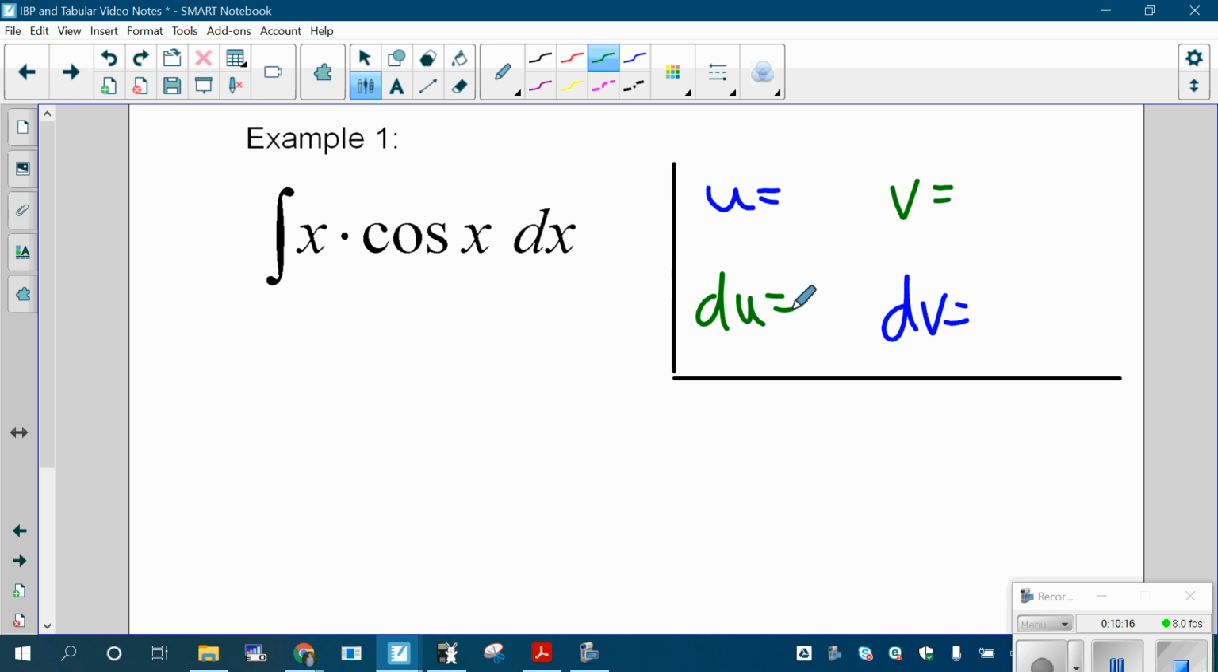You pick the blue ones. The blue ones are the things in your problem. I'm going to tell you that we're going to make this one U, and we're going to make this one D. Okay, don't ask me why. We'll talk about it later.